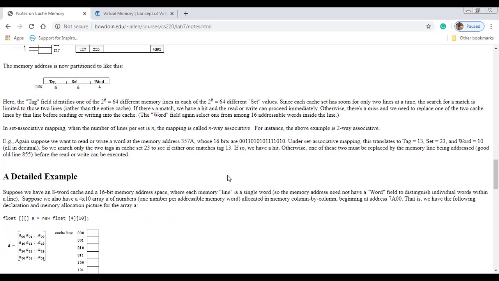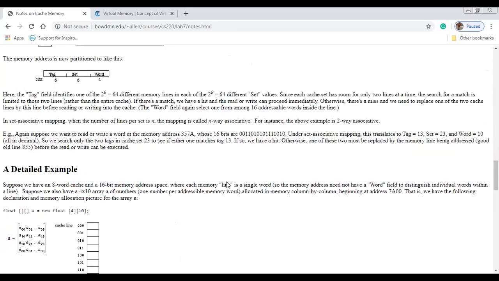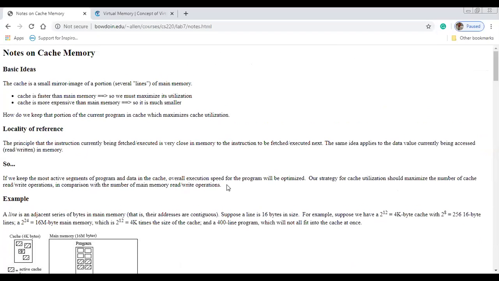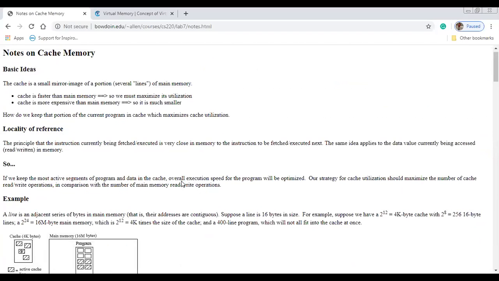Once you go through this link, I'll share the links after completion of the class. If you have any queries, you can ask me. It is drafted clearly, and if you go through it, you can understand. Fine. So these are the three important mapping techniques, the most important concepts from unit 3: direct, set associative and associative mapping.